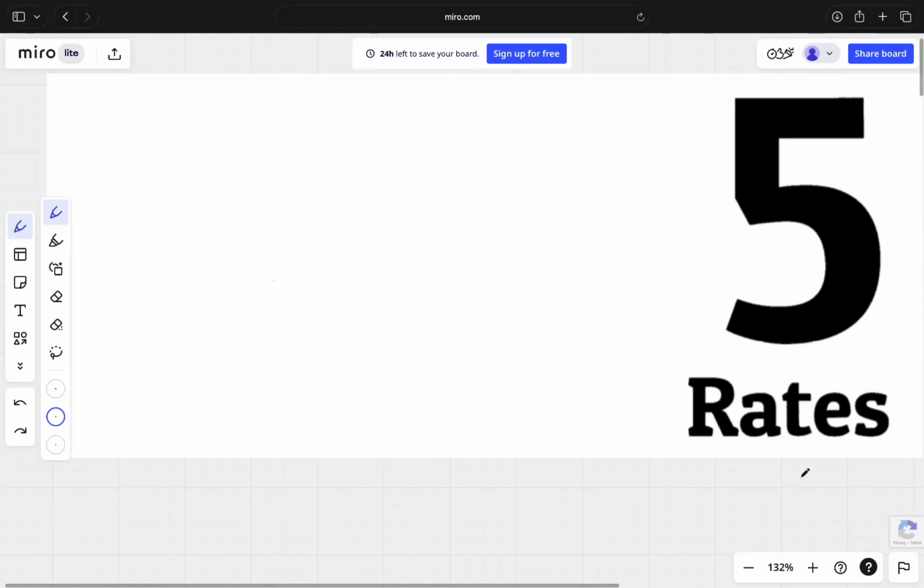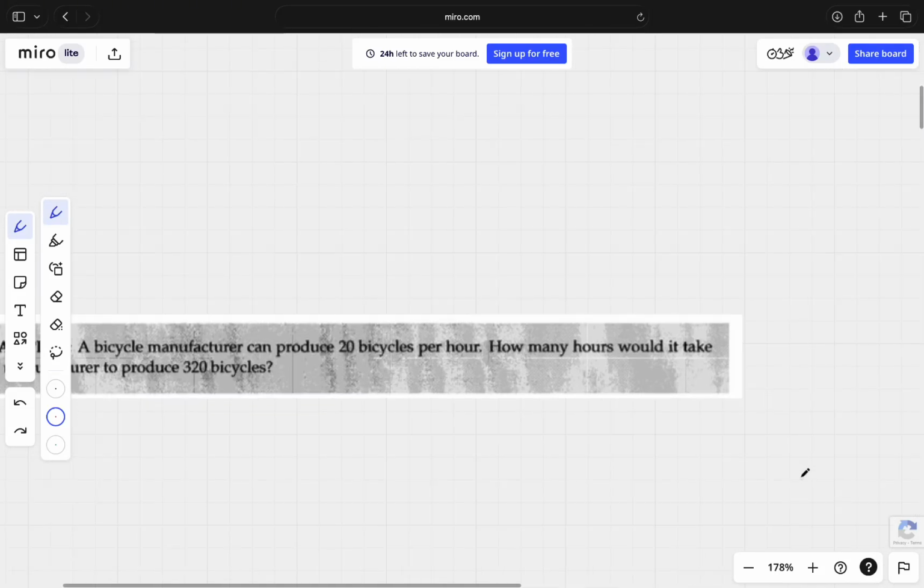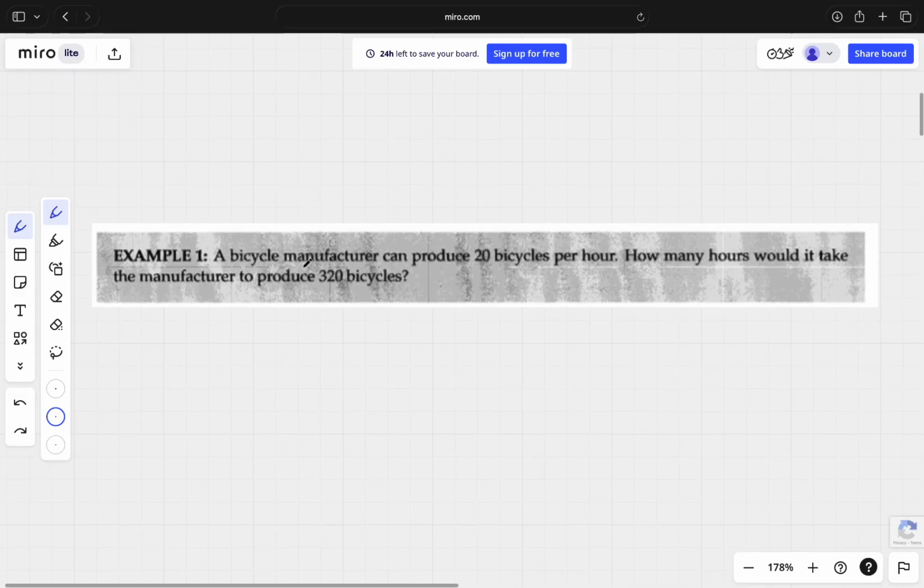Okay, so we'll talk about rates in SAT. Let's look at an example first. So let's say, for example, we have a bike manufacturer that can produce 20 bicycles per hour. So you can write that like this, 20 bikes in 1 hour. Now it says how many hours would it take the manufacturer to produce 320 bicycles?